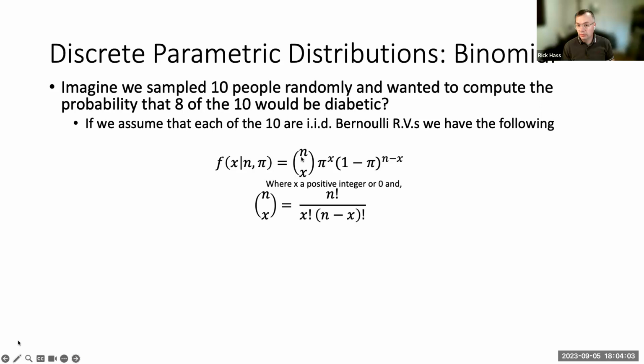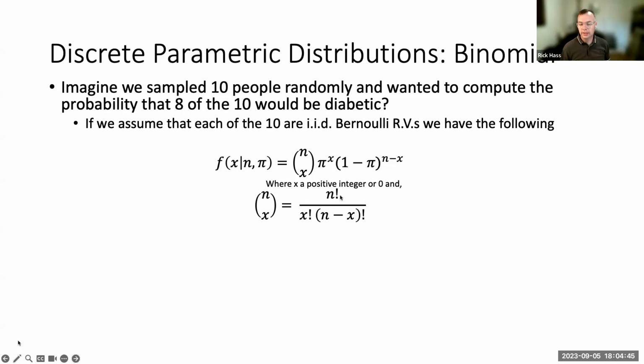If we ignore this thing at the front that we call the choose function, it's simply the pi, the Bernoulli parameter, the probability that in the population of having diabetes, pi raised to x, which is the number in question, 8, right? So in a binomial distribution, a random variable is some count or number or sum, right? So if we added up all the people that were diabetic out of 10, x is our random variable. N is a parameter of the distribution, the number of observations we can make, 10.